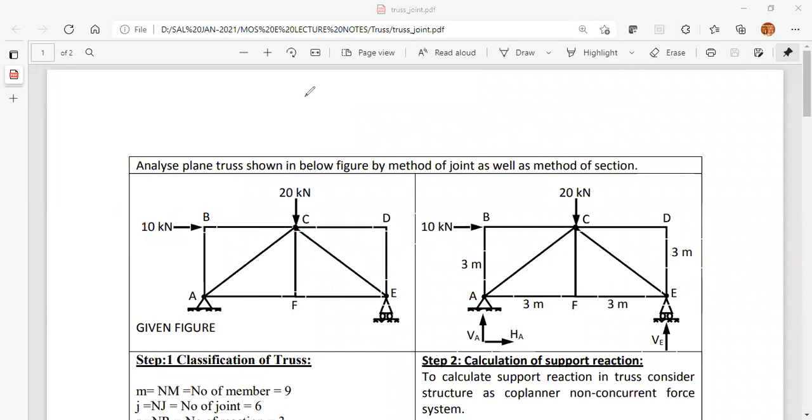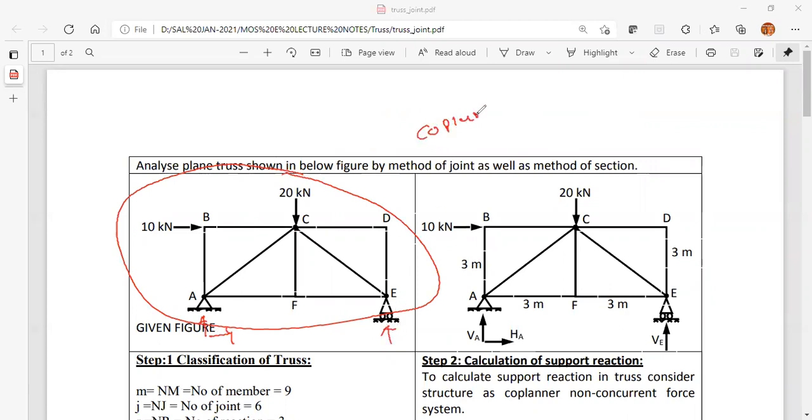Now, as we have discussed, all the loads are acting on joints only. Yes or no? All the external loads are acting on joints only. Now tell me, if I am considering the truss as a whole geometry, which kind of force system do we have? Hum pura ek hi geometry mein consider kar raha hu. So in that case, which kind of force system do we have to consider?